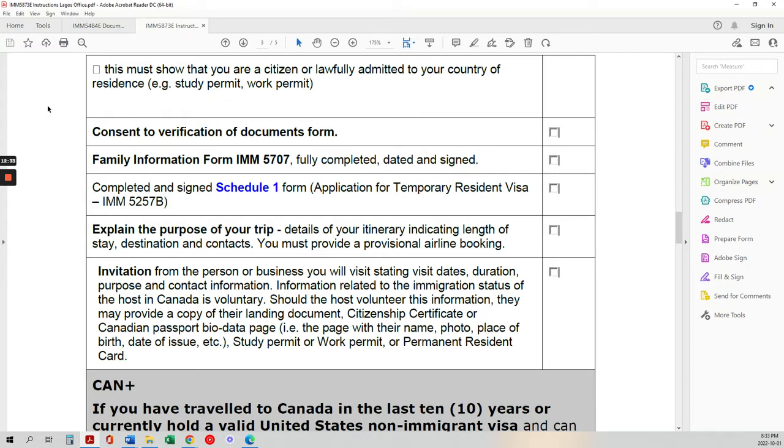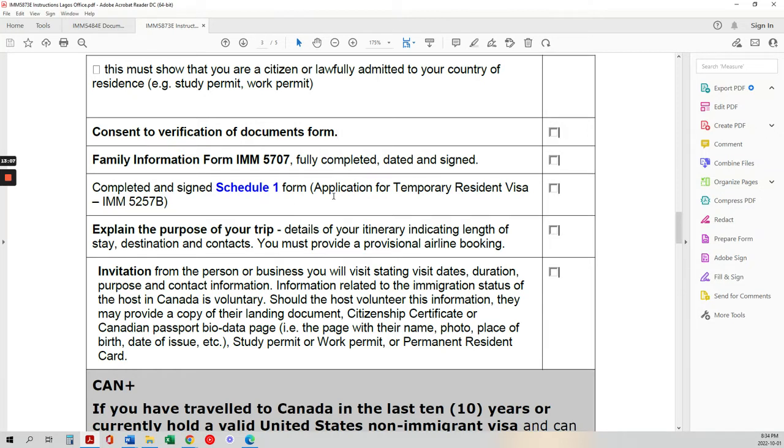Now, the family information form, the IMM 5707, fully completed, dated, and signed. Now, this is different. You need to complete and sign the Schedule 1 form, which is an additional to your application for temporary resident visa, the IMM 5257B. Okay, they almost go together. It's going to be very similar, but it needs to be part of your application.